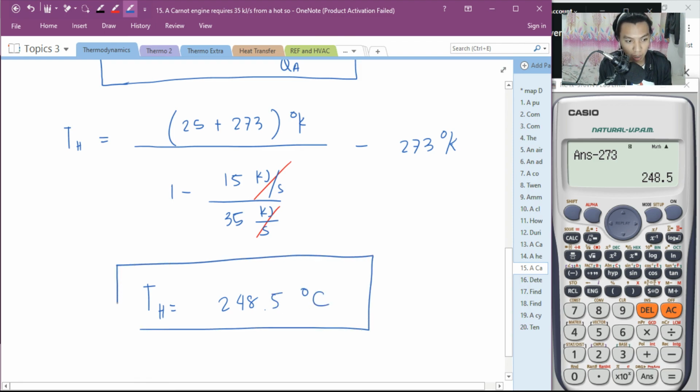Okay? That is for problem number 15 and let us take a 5-minute break muna. Water break.